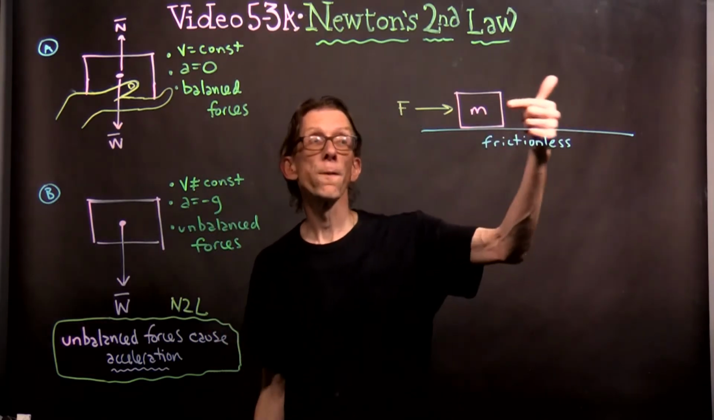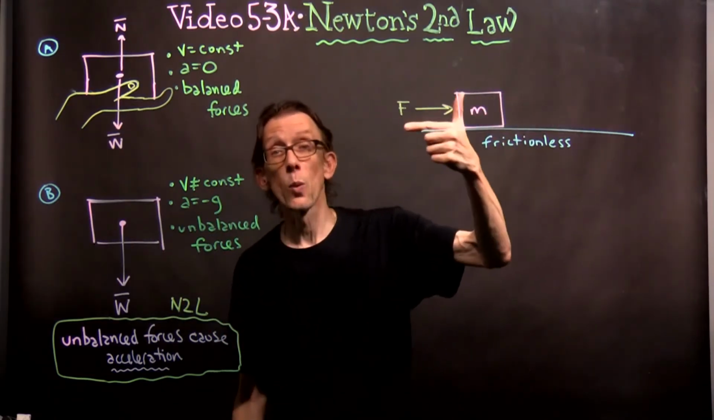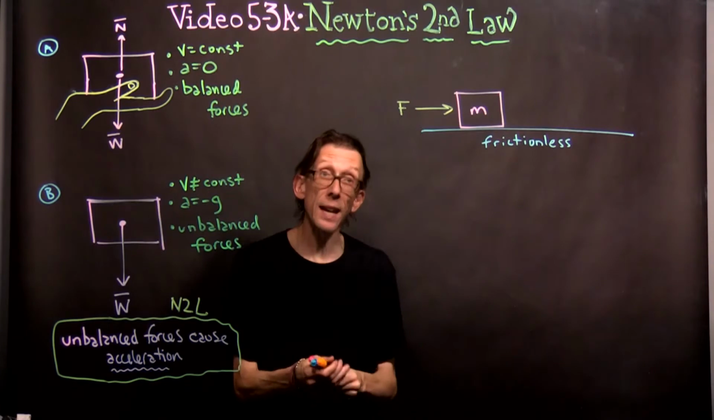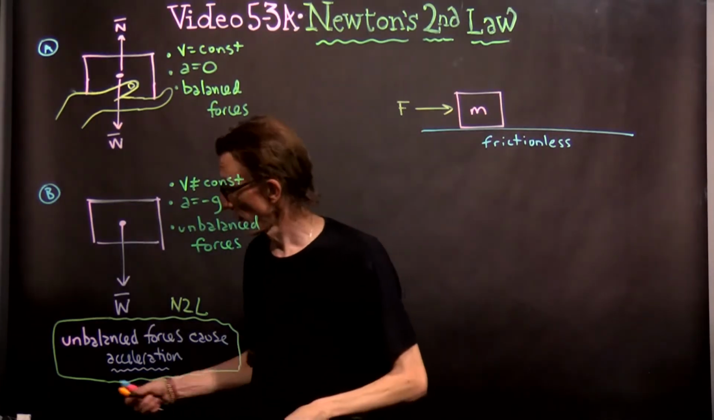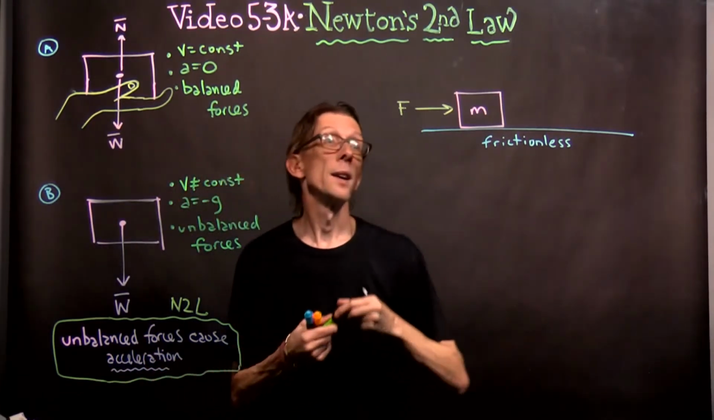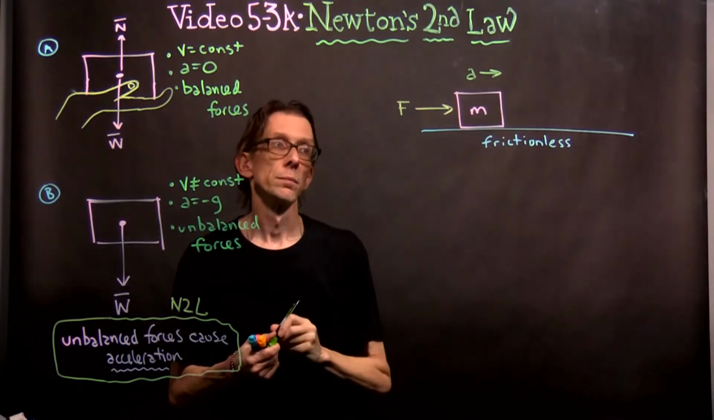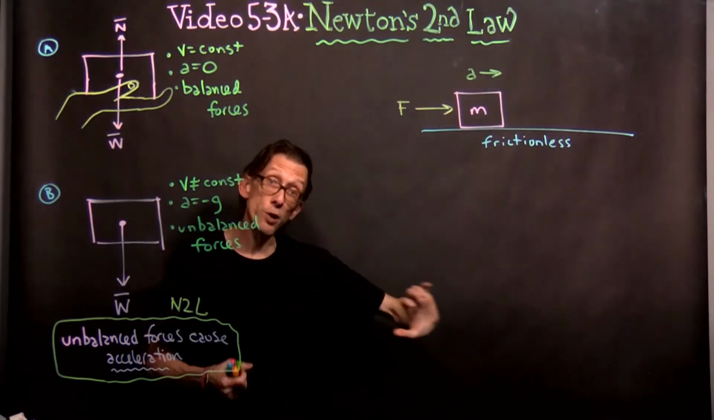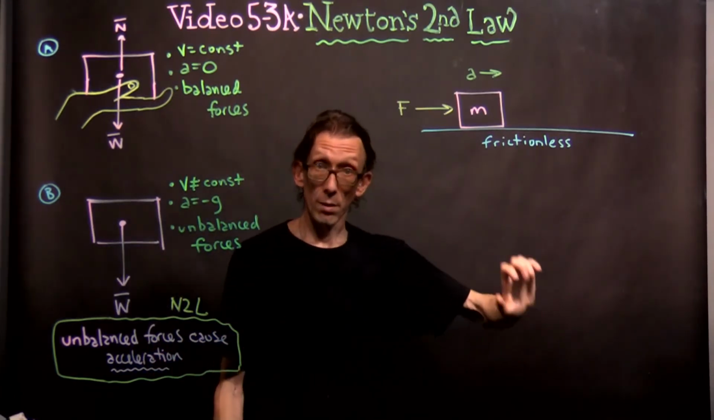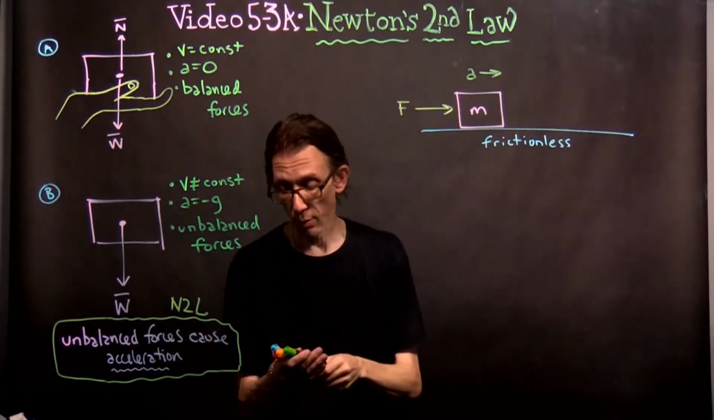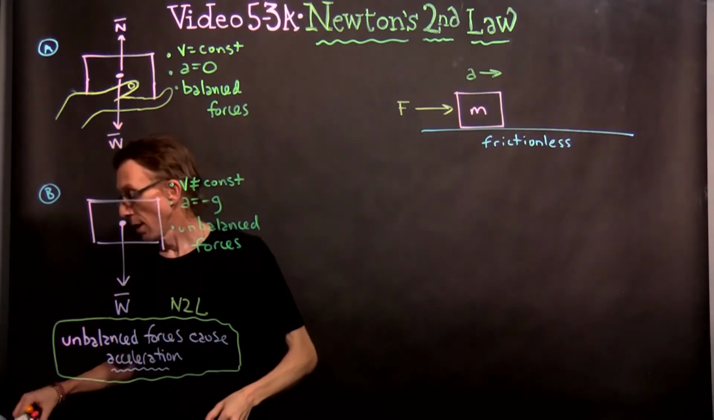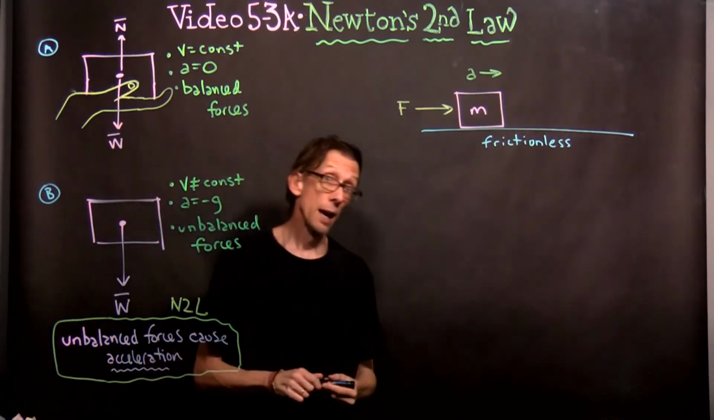But here there is no force back this way to balance this. So what are we going to get if we have an unbalanced force here? Yes, indeed, we're going to get an acceleration. And the acceleration is going to be that way. So as long as we're pushing with the force F on this mass, we're going to get an acceleration to the right.